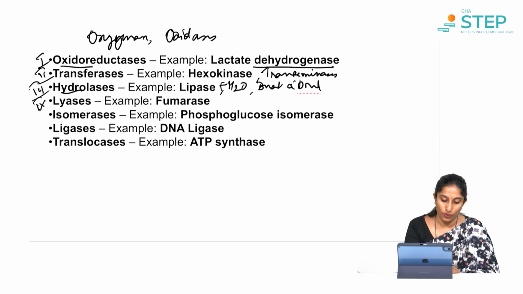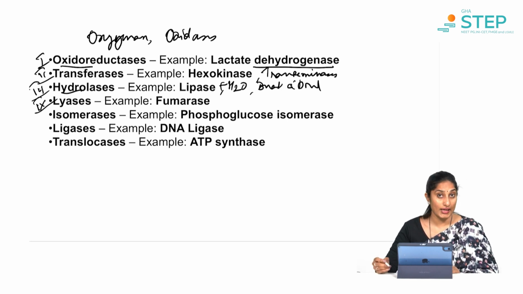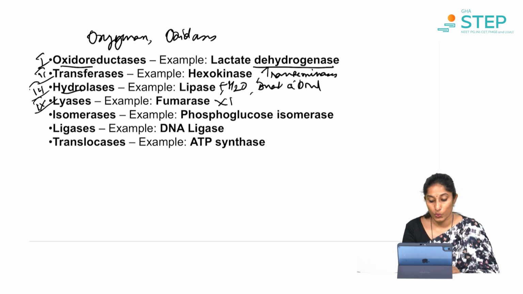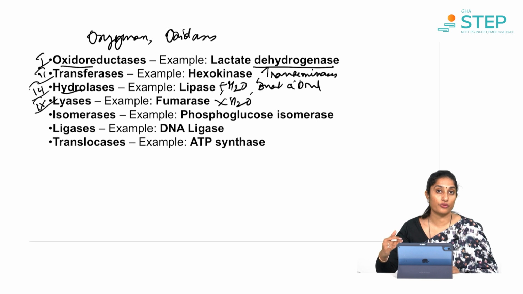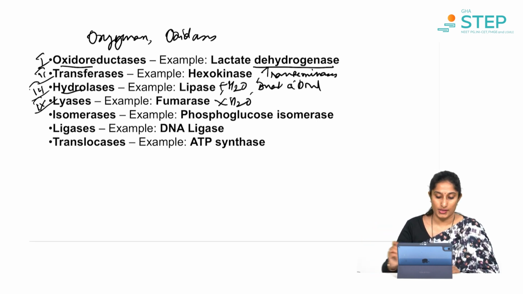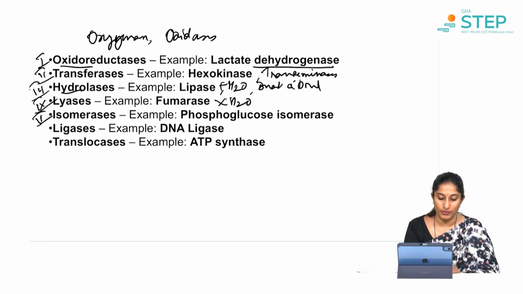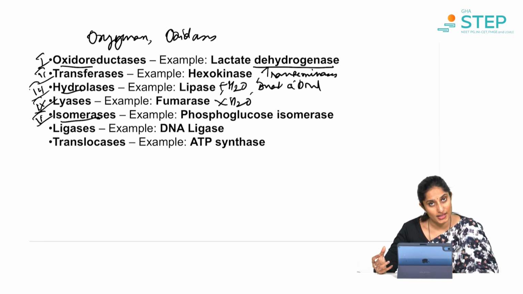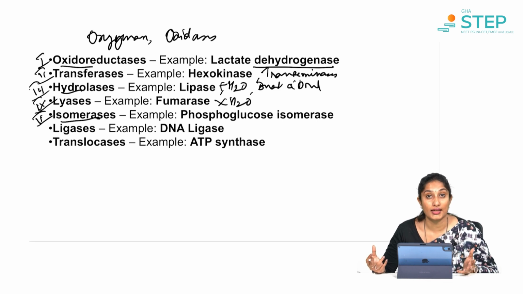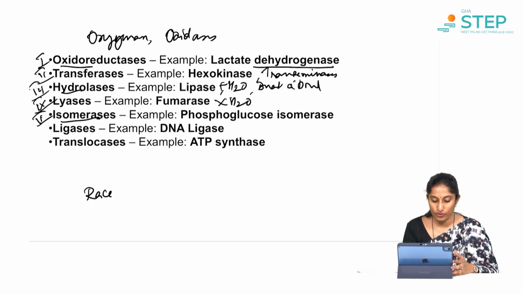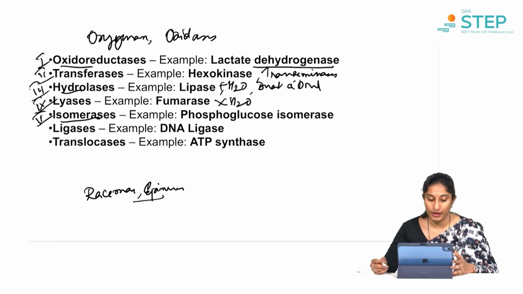Next, coming to the fourth group, the lyases. Lyases are the group of enzymes which break the bond but without the addition of water. That's the difference between class 3 and class 4. Class 3 uses water, class 4 breaks a bond but does not use water. A common example is fumarase. Now, class number 5, isomerases. These catalyze isomerization reactions. If you have an isomerase, racemase, or epimerase, all of these belong to class number 5.